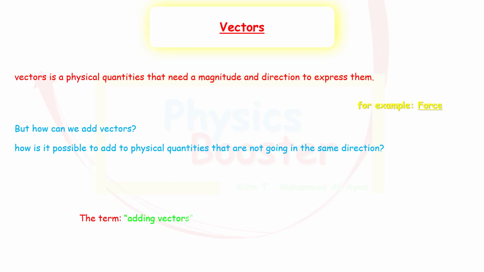Now, the term adding vectors will be replaced with a better, more scientific term called finding the resultant vector. So we won't say adding vectors anymore. It's not very professional. We will say finding the resultant vector. So if somebody asks you to find the resultant vector, it's like he's telling you to add these vectors.